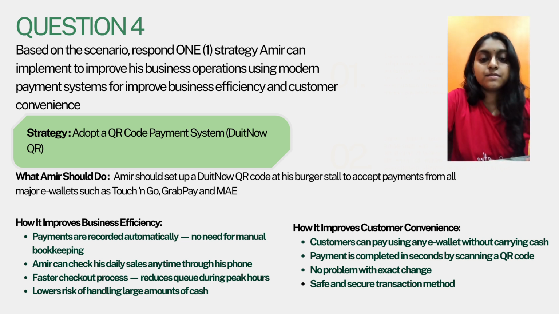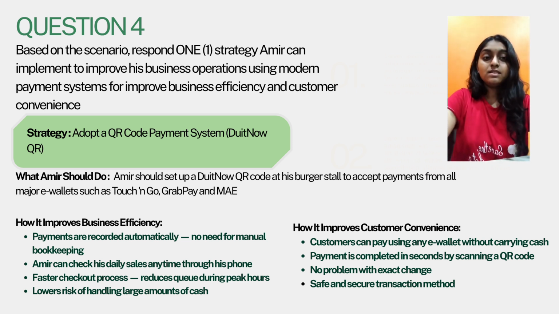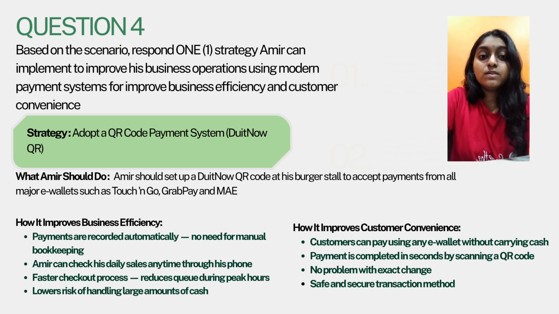The solving method is really simple, which is that Amir should set up a QR code at his burger stall so that customers can pay using any e-wallet, such as Touch 'n Go e-wallet, GrabPay, Maybank, ShopeePay. There are a lot of options where customers can pay without cash.